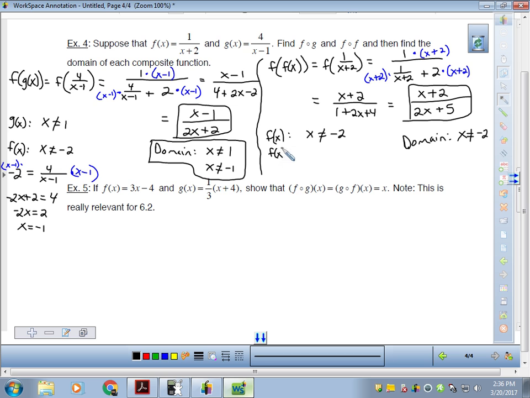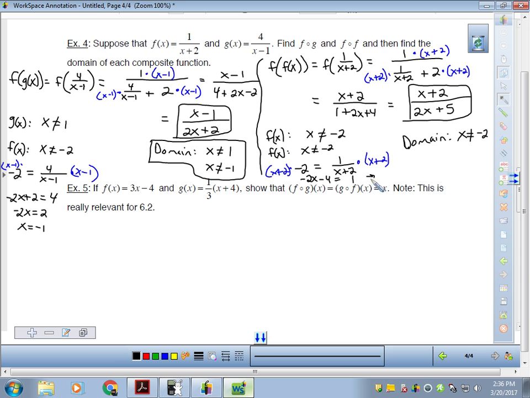Now, we're going to do f of x again. We know x cannot equal negative 2. And this time we're going to set that equal to the second function, which is also f. So we're going to say negative 2 equals 1 over x plus 2. Multiply both sides by x plus 2. So on the left-hand side, negative 2 times x plus 2 is negative 2x minus 4. On the right-hand side, the x plus 2's cancel out, and we just have 1.